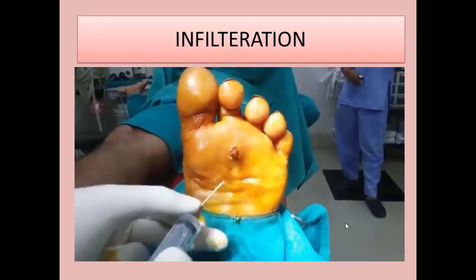Okay, infiltration means that we have to infiltrate the local anesthetic into the tissues. Okay, for example, if we have to take out a plantar corn, we can infiltrate the local anesthetic around this, so that whenever we start surgery, the patient won't feel any pain.